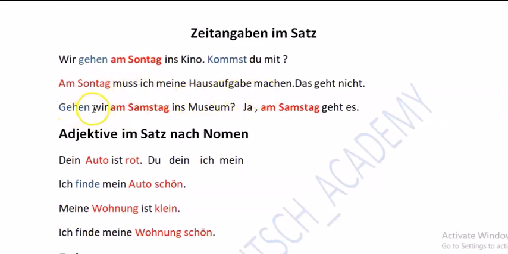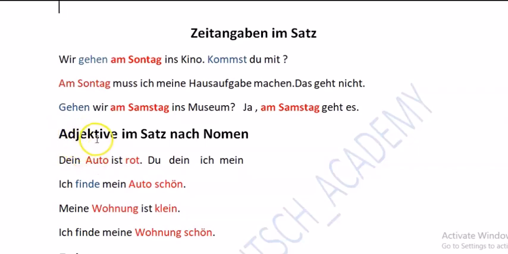The next one is gehen wir am Samstag. Here again, the verb is in third position, in a question. Here am Samstag is in first position, then again the verb is used directly. So we are coming to the next title.